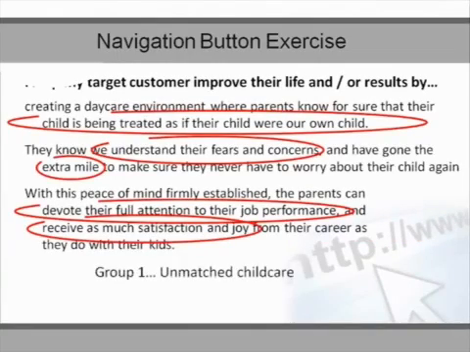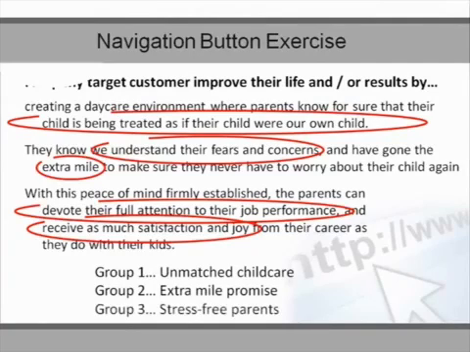The final group looks like this. Group 1, unmatched child care. Group 2, extra mile promise. Group 3, stress-free parents. If you're a member of a mastermind group, if you have a partner, or if you have a team of associates or employees, this method works great if you take the time to brainstorm together. Or you can do it alone if you're a small business owner. The key is to just do it.